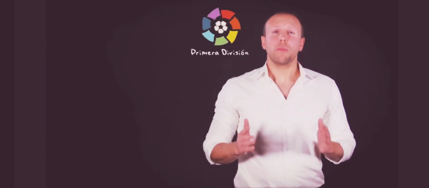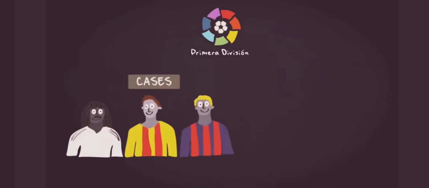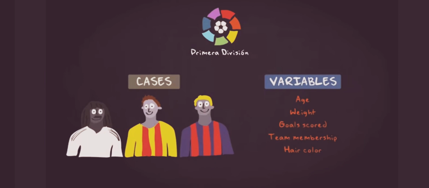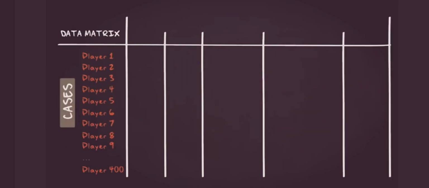Imagine you're interested in the Primera División, the top football competition in Spain. The cases you're interested in are individual football players within the league, and the variables you focus on are age, body weight, goals scored, team membership and hair color. The best way to order all this information is by means of a data matrix.